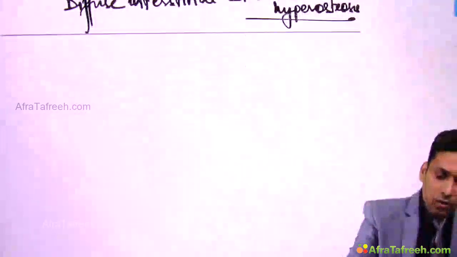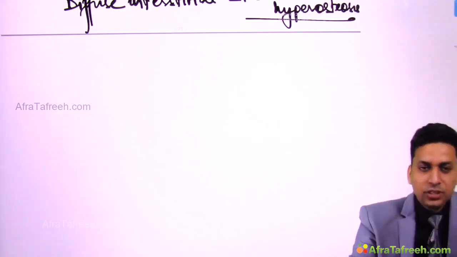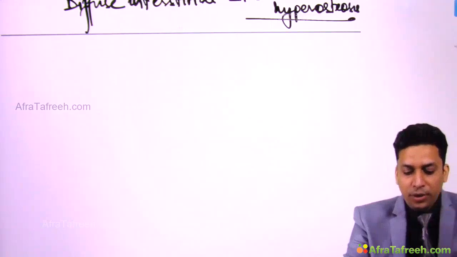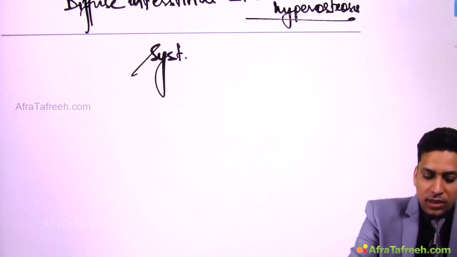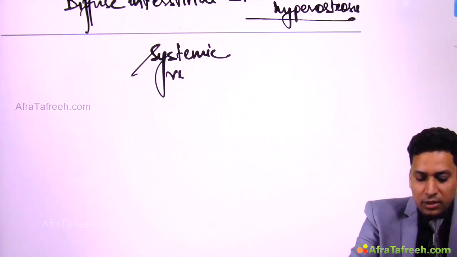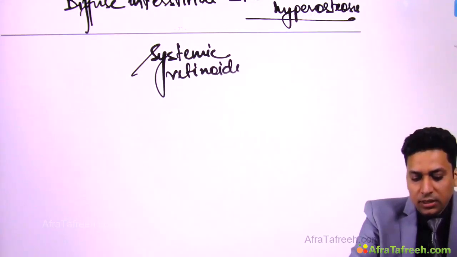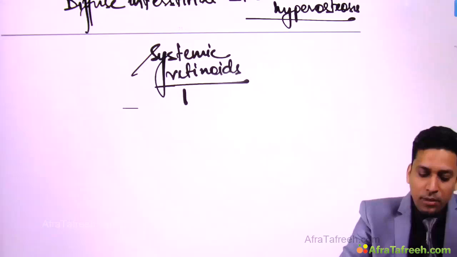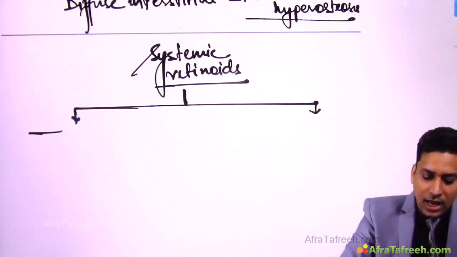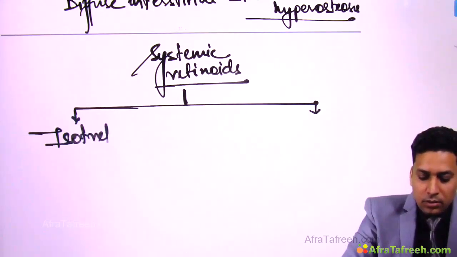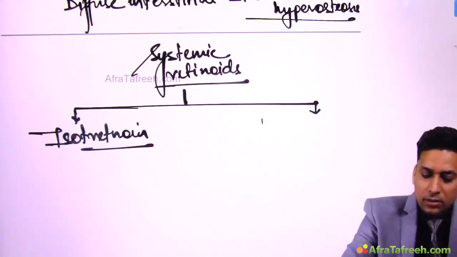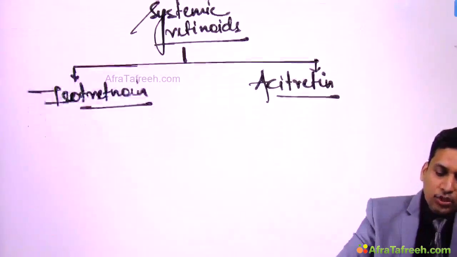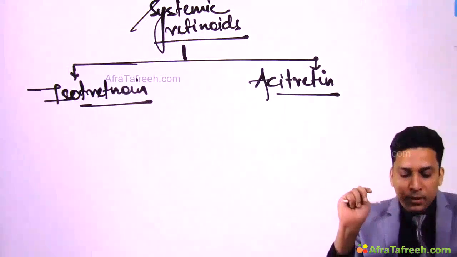Okay. Now, in one of the exams, this question was asked regarding the teratogenic side effect of isotretinoin. So remember one important point, that systemic retinoids, so isotretinoin is also a systemic retinoid. So systemic retinoids are teratogenic. Now there are two important systemic retinoids which you should always remember. One is isotretinoin and the other one is acetretin. Both are systemic retinoids, both are teratogenic, both should not be used in pregnant patients.